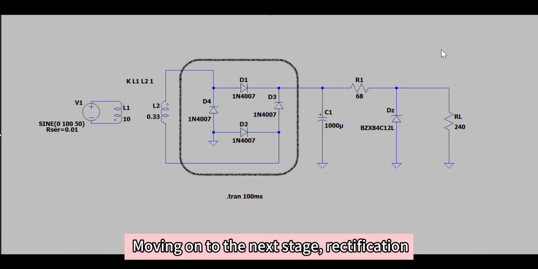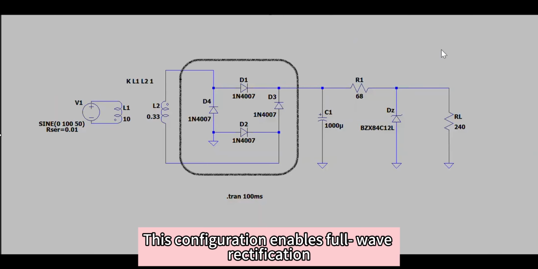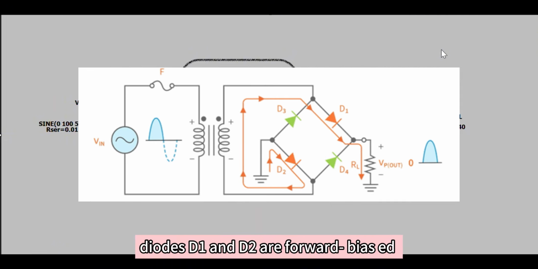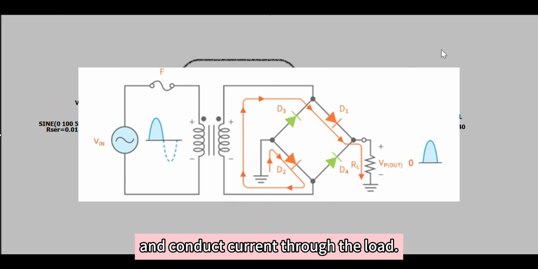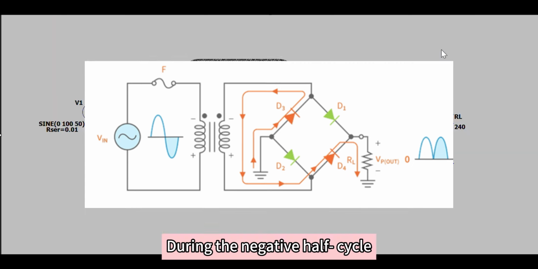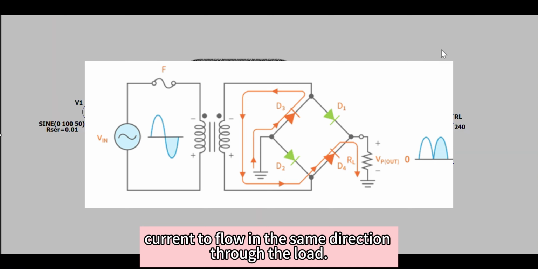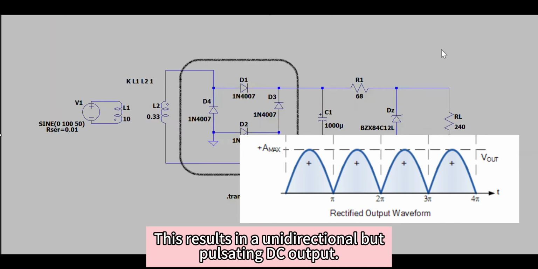Moving on to the next stage, rectification. This configuration enables full-wave rectification. During the positive half cycle of the AC input, diodes D1 and D2 are forward biased and conduct current through the load. During the negative half cycle, diodes D3 and D4 become forward biased and allow current to flow in the same direction through the load. This results in a unidirectional but pulsating DC output.